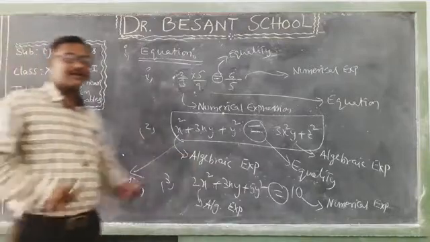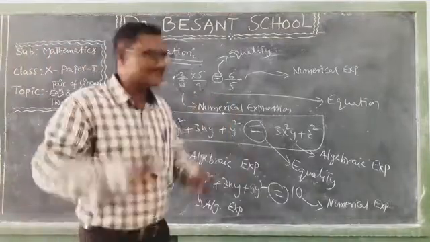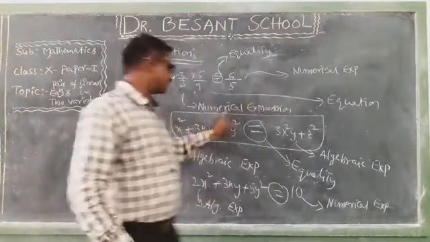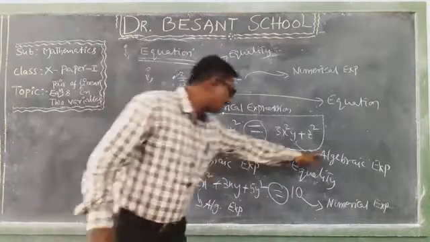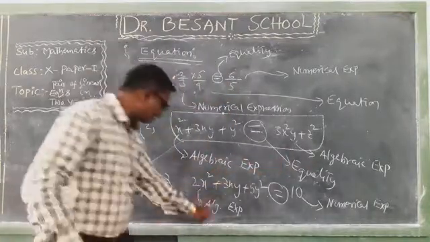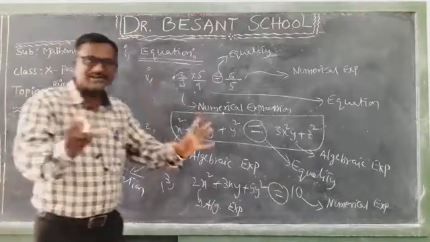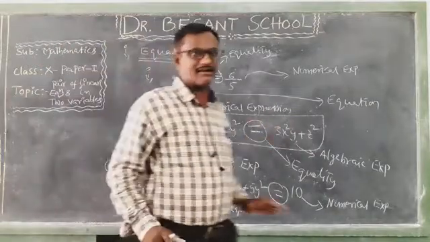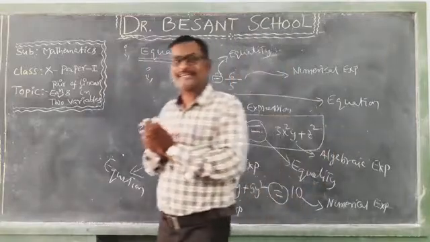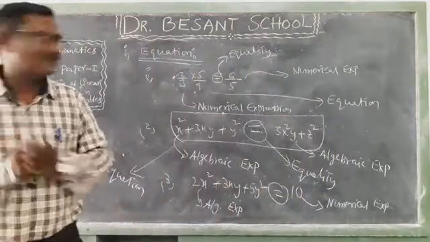So the definition of equation is: if any two numerical expressions, or any two algebraic expressions, or one algebraic expression and one numerical expression are combined with the symbol of equality, then the whole sentence is called an equation. Okay, children? Now observe.